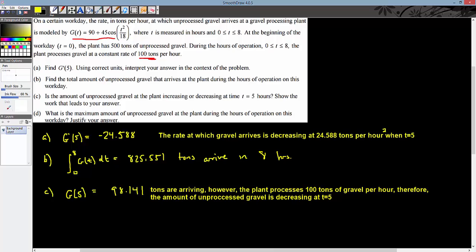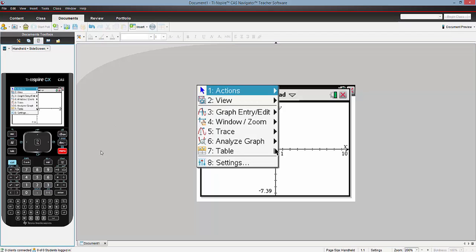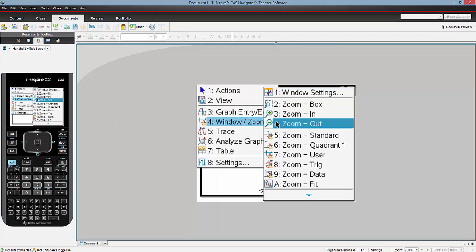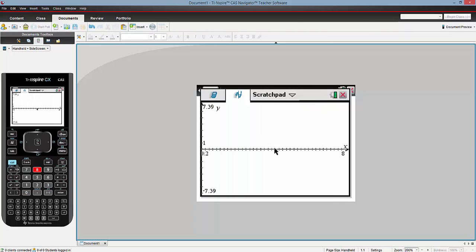Okay, part D. We are looking at what is the maximum amount of unprocessed gravel at the plant during the hours of operation during the workday. Justify your answer. If you're in period 3, you saw this problem go sideways temporarily here. So let's take a look at this graph one more time. I'm going to adjust my window. Window settings, I'm going to go from 0 to 8 because that's how long the plant is in operation.